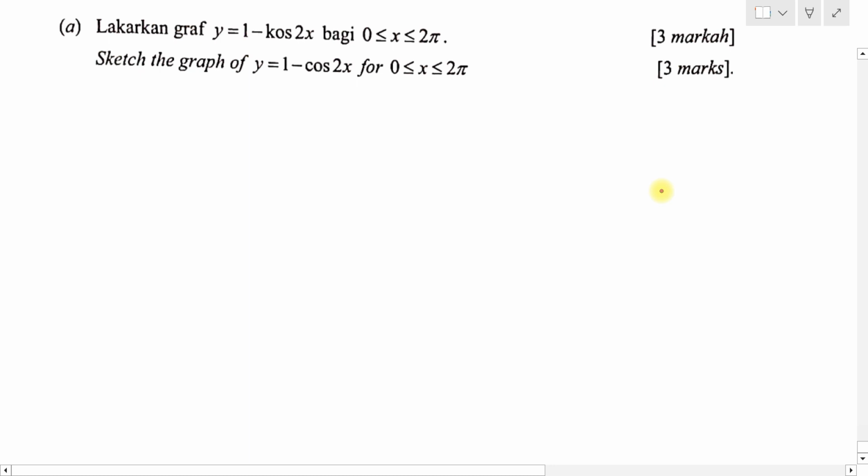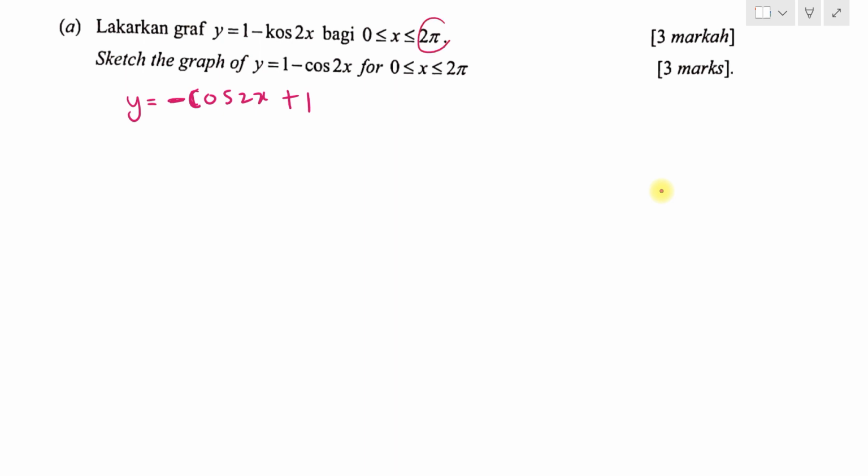Okay, this graph you need to draw. So arrange the equation first like this, with the cos 2x going behind. You need to start the graph from the negative side, and then you plus. So this one for 2 pi. Always remember cos 2x means 2 cycles for 360. They want us to draw for 360, so make 2 cycles. And then you need to start from negative 1.